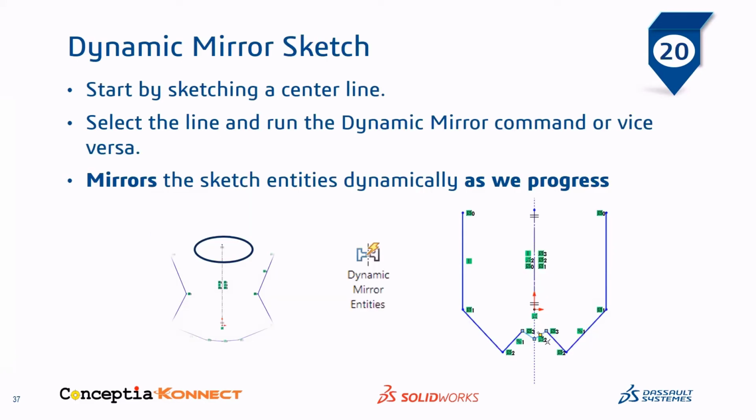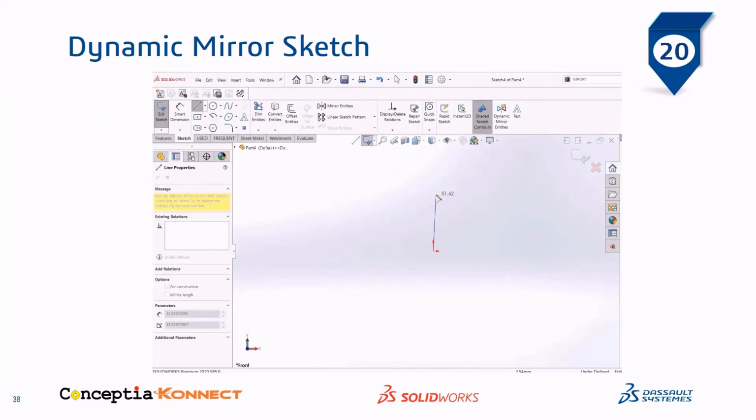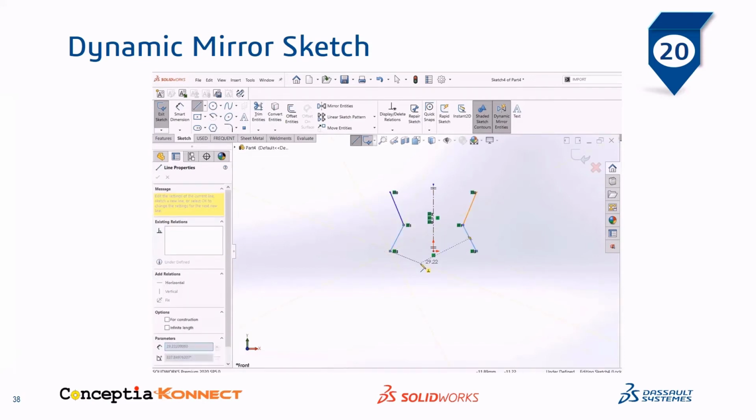Number 20. Dynamic mirror sketch. Sketch a center line and select the dynamic mirror command by choosing the center line for mirroring. Now, as you sketch on any side of the mirror, it dynamically mirrors the sketch as we progress. Choose a center line. Select dynamic mirror entities or use your command manager. So this is how it dynamically mirrors our sketches.